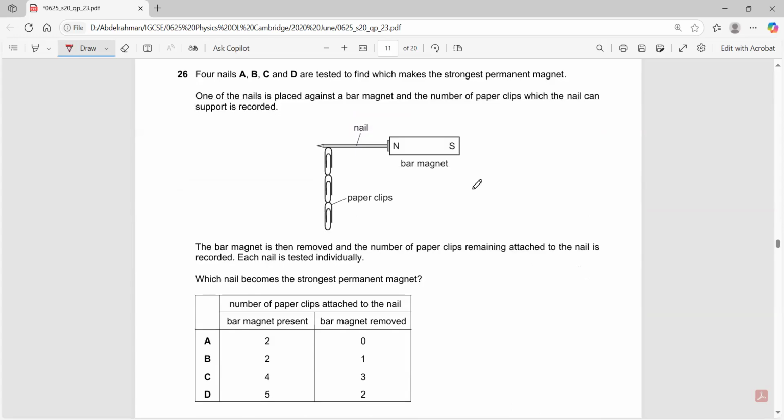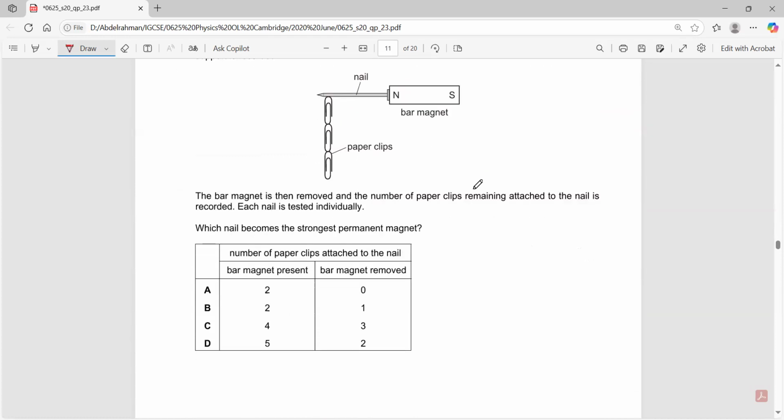4 nails A, B, C, and D. Which nail becomes the strongest permanent magnet? To have the strongest permanent magnet, it needs to have the strongest magnetic effect or magnetic field. Therefore, it needs to attract the most amount of nails, right? Or I'm sorry, the most amount of paper clips. It needs to attract the most amount of paper clips.